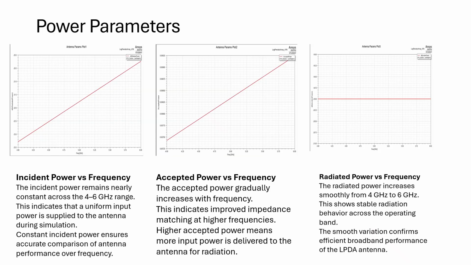Power parameters. The power parameter plots include the incident power, accepted power, and radiated power. The incident power remains constant across the 4 to 6 GHz range, ensuring constant input conditions. The accepted power gradually increases with frequency, indicating improved impedance matching. The radiated power also increases smoothly, confirming stable and efficient radiation across the operating band.